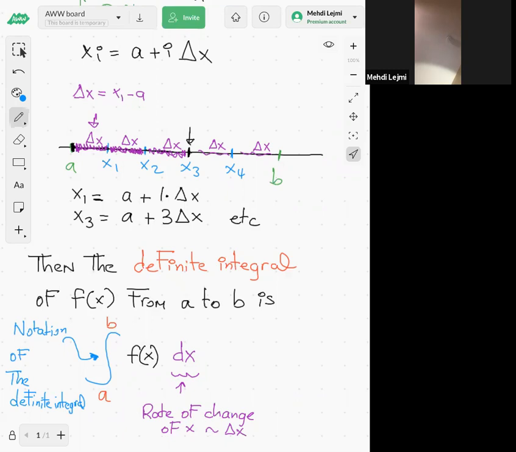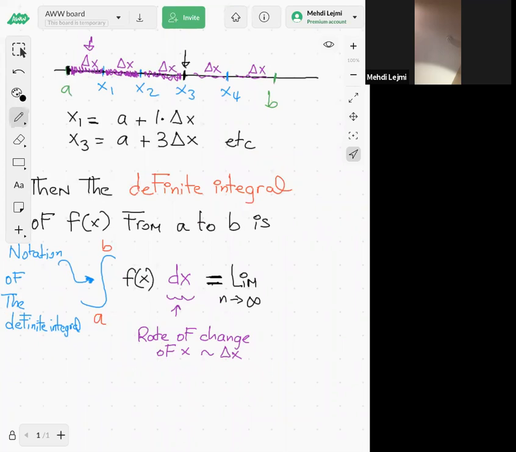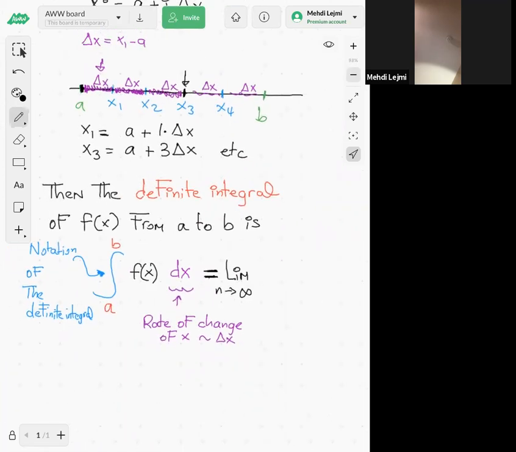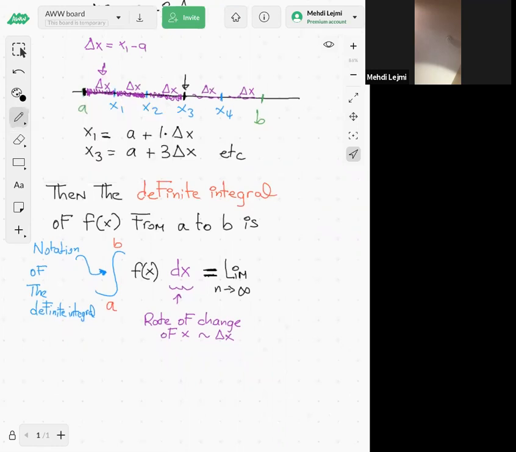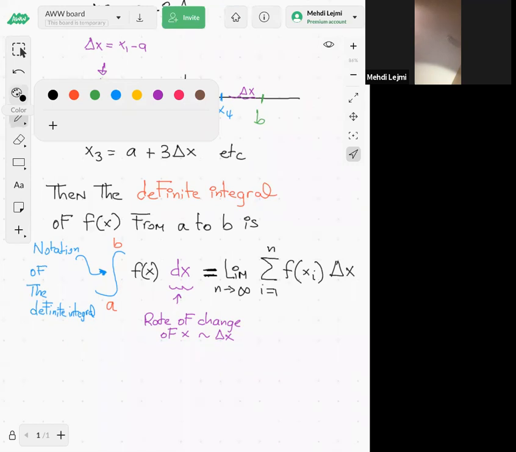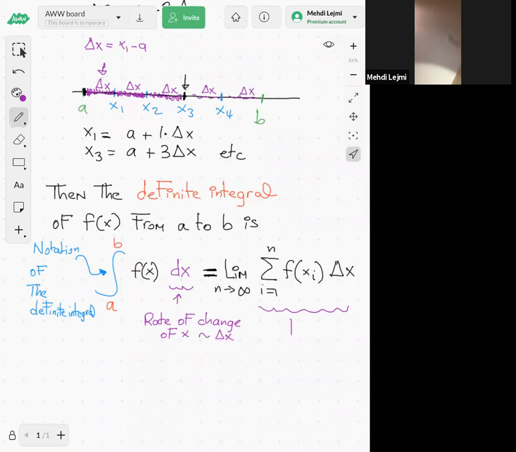Okay, so this definite integral, by definition, this is the definition, is equal to the limit when n goes to infinity of the sum of f of xi times delta x, with i going from one to n. All right. So we said on Monday that this is what we call a Riemann sum. Right, this is our Riemann sum.